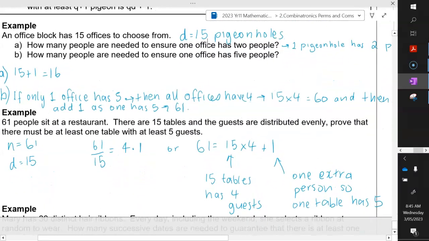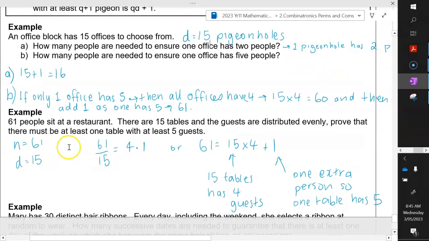Okay, next example. 61 people sit at a restaurant. There are 15 tables. So you can see here, pigeonhole wise, 15 tables are our pigeonholes and there's 61 pigeons or people to fill those holes. So we've got the same context, but we're looking at a table. There's 61 people sit at a restaurant. There are 15 tables and the guests are distributed evenly. Prove that there must be at least one table with at least 5 guests.